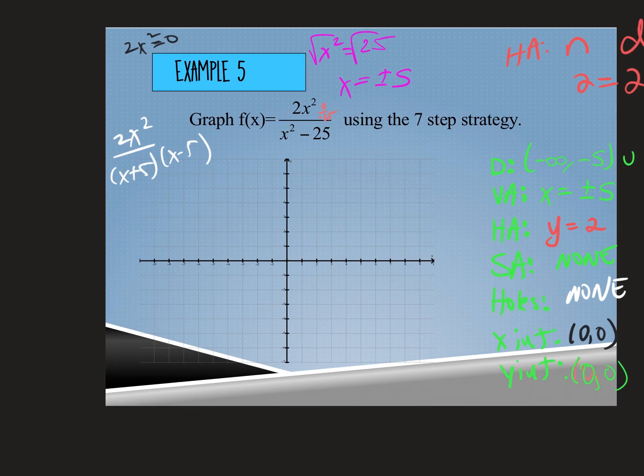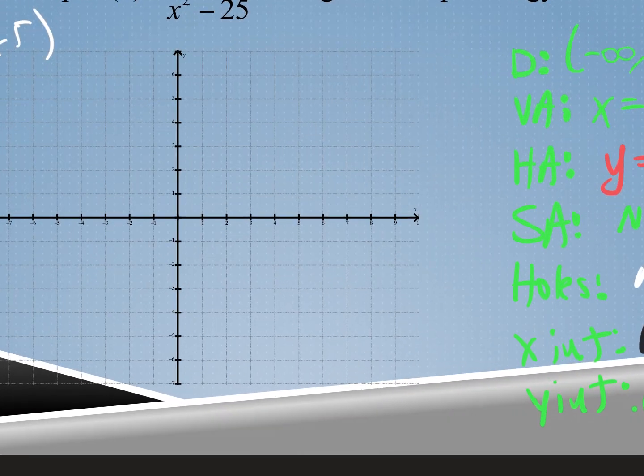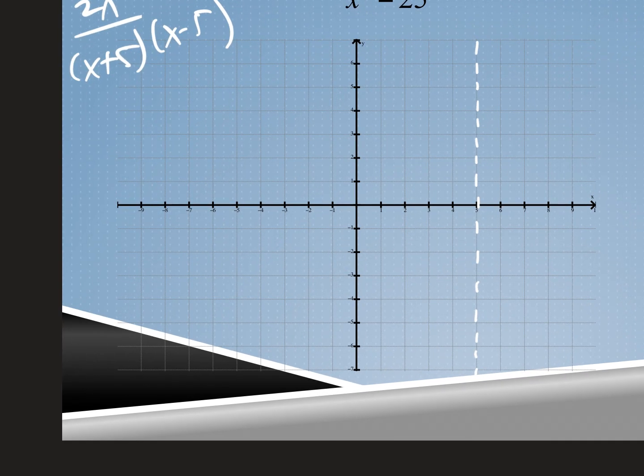Let's put our asymptotes on our graph. I have vertical asymptotes at positive and negative 5. So 1, 2, 3, 4. This is what you guys are going to have to do, at least one of these on your test. You need to understand how to find the stuff that I'm asking you to look for, and then how to put it on the graph. 1, 2, 3, 4, 5.